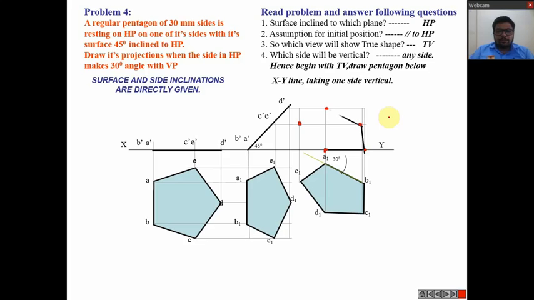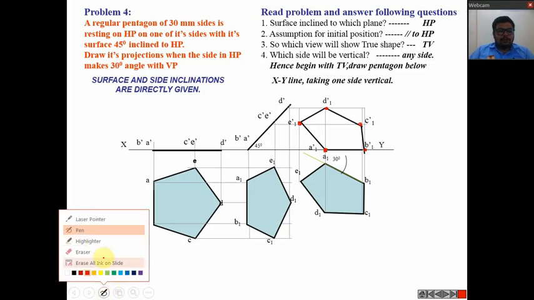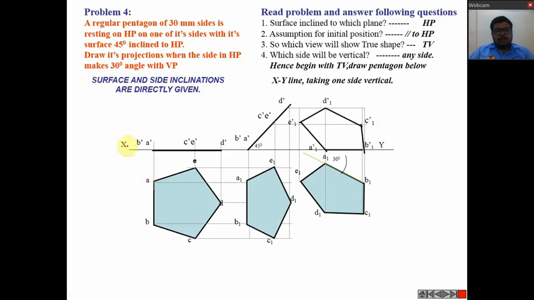So let us join them, and this will be our final position. Let us indicate A1 dash, B1 dash, C1 dash, D1 dash and E1 dash. In this way we can solve the problems of the regular pentagon for projection of planes. The task of this video: you have to solve the same 3 problems in your sketchbook and submit them on Google Classroom. Thank you.